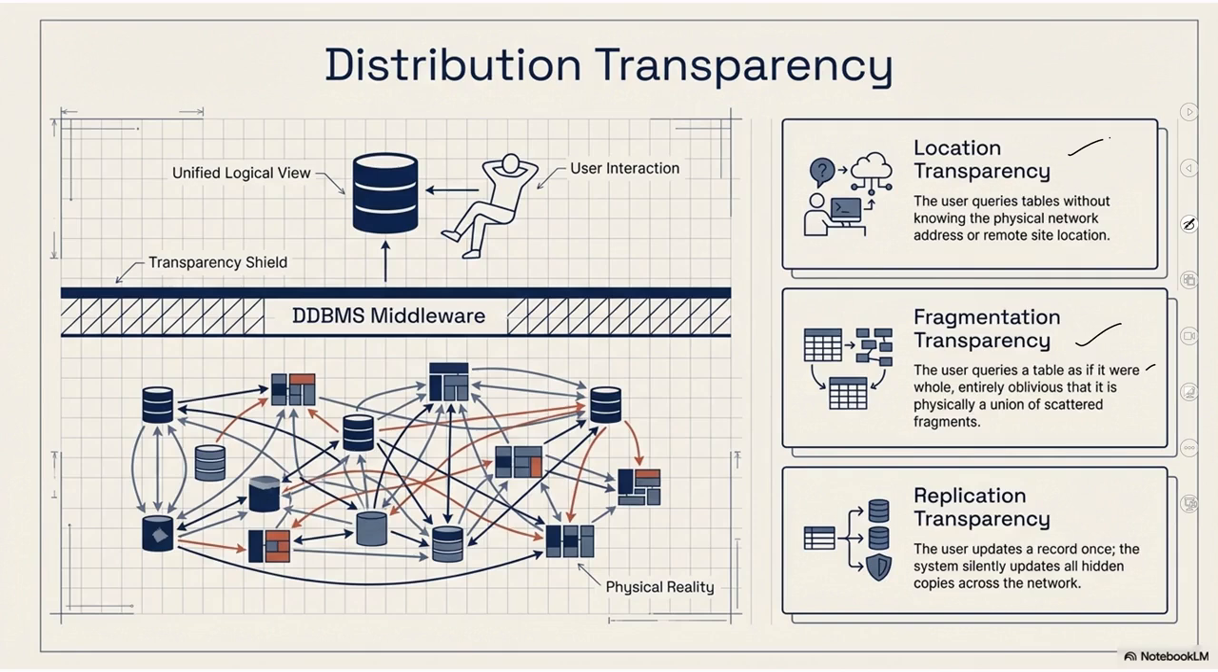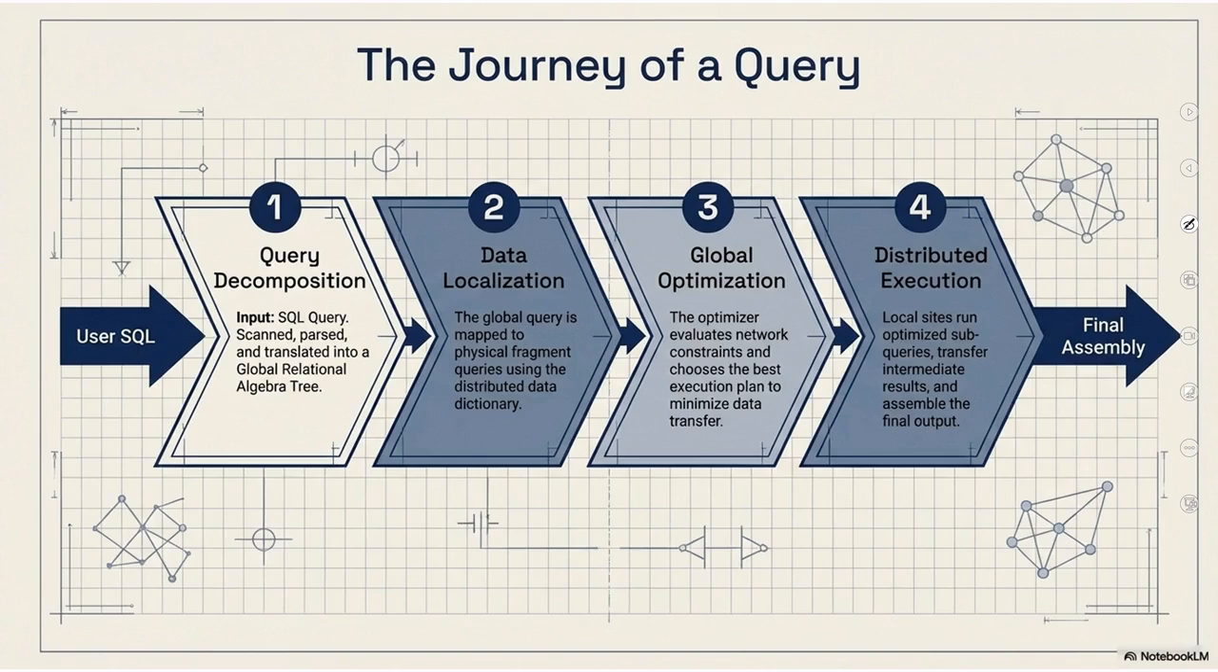And the important thing, replication transparency. The user updates the record once, and the system silently updates all hidden copies across the network. This shows the very beauty of distributed transparency. And now the journey of data queries: the user sends the query.